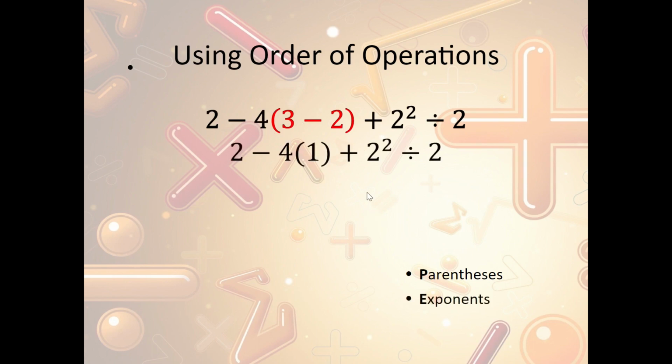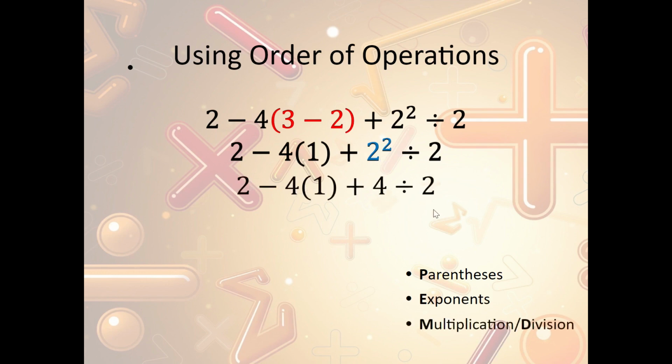So now we do exponents. Well, we have exponents here. So 2 squared. 2 squared means 2 times 2, which is 4. So we have 2 minus 4 times 1 plus 4 divided by 2. No other exponents, so now we do multiplication and division.